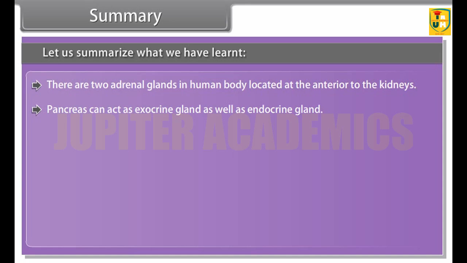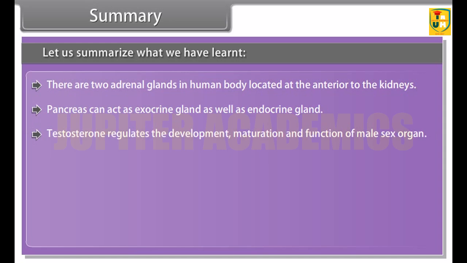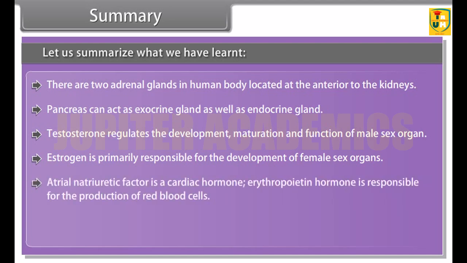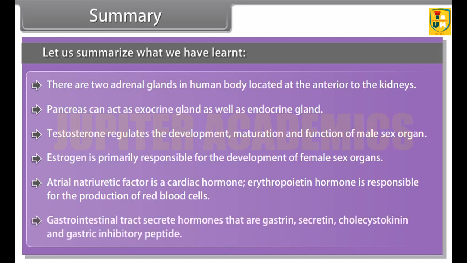The pancreas can act as an exocrine gland as well as an endocrine gland. Testosterone regulates the development, maturation and function of male sex organs. Estrogen is primarily responsible for the development of female sex organs. Atrial natriuretic factor is a cardiac hormone. Erythropoietin hormone is responsible for the production of red blood cells. The gastrointestinal tract secretes hormones that are gastrin, secretin, cholecystokinin, and gastric inhibitory peptide.